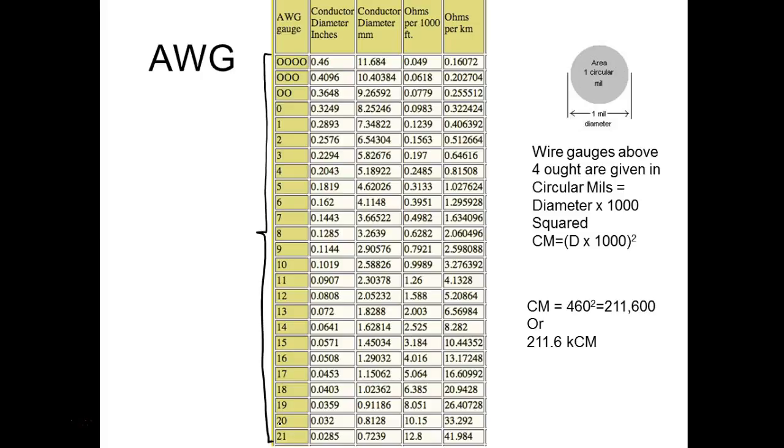So the number is just a number that's assigned, and there's a math formula, by the way. So the American wire gauge goes from like numbers down to 50. The biggest number we have in the American wire gauge is what we call a 4/0.